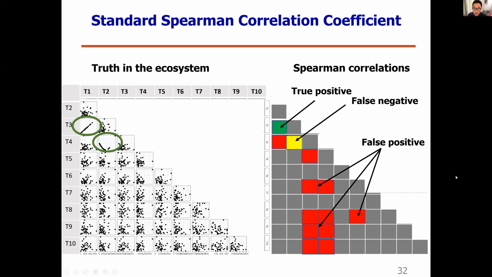So which leads to the result here. We have a lot of false positives resulting from the unadjusted Spearman correlations. And of course, the remaining gray blocks are true negatives.